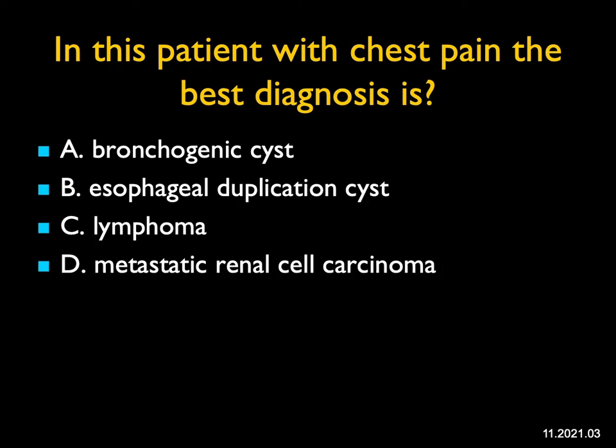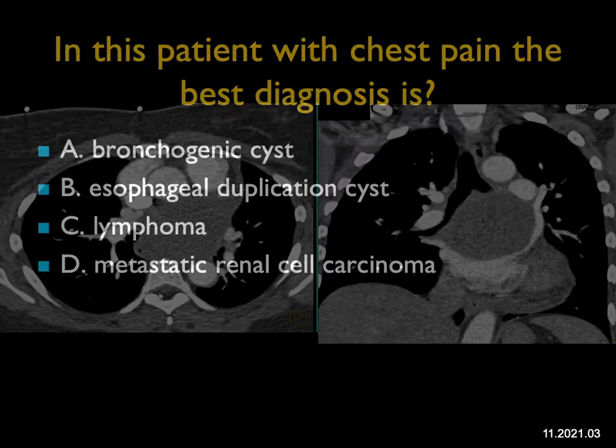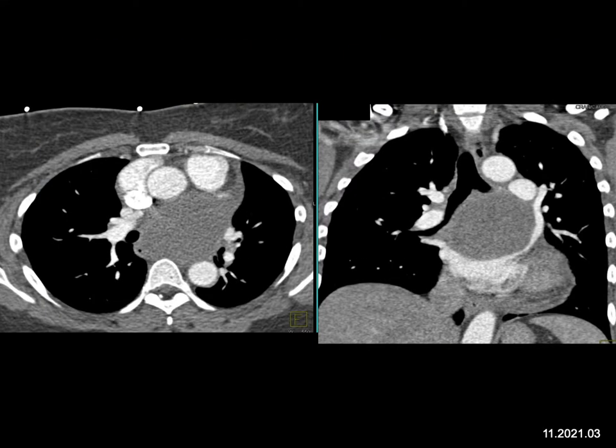In this patient with chest pain, the best diagnosis is, well, when you look at the images, you see a large cystic lesion that's centered in the middle mediastinum. Now, you could think about lymphoma, but that's usually solid, not so cystic. Metastatic renal cell is solid and typically vascular. So now I'm thinking about something cystic, bronchogenic cyst, esophageal duplication cyst. Now, that's a tough call. Now, you can see it does abut the esophagus on the left-sided image.